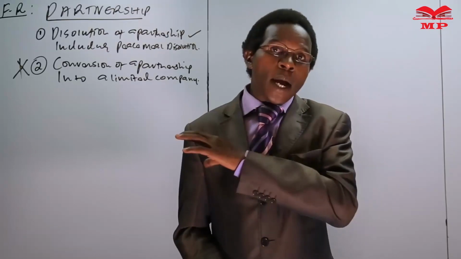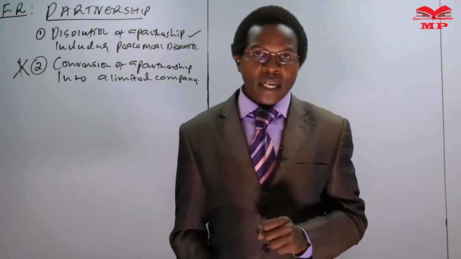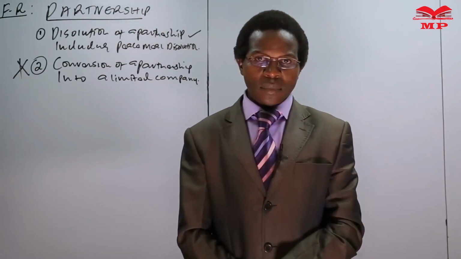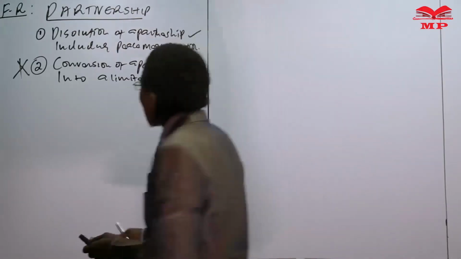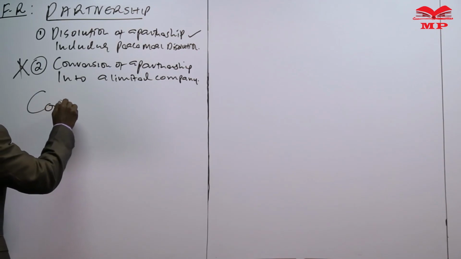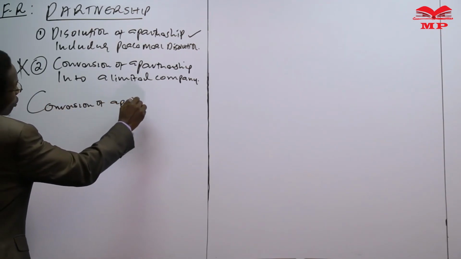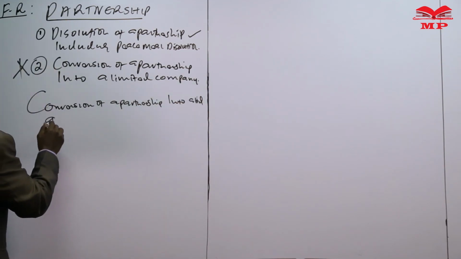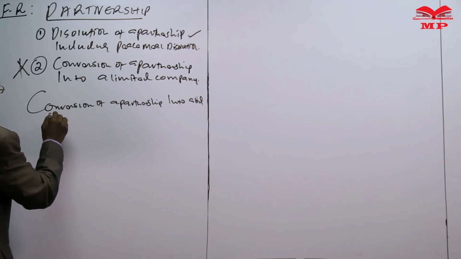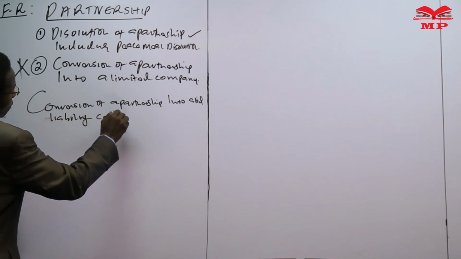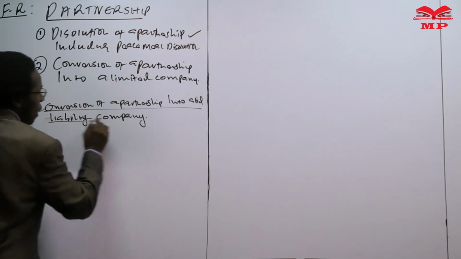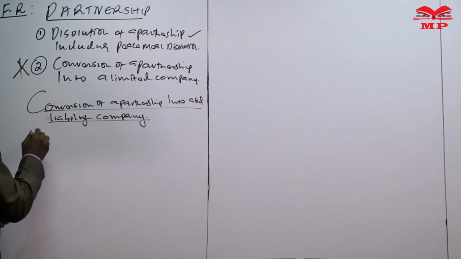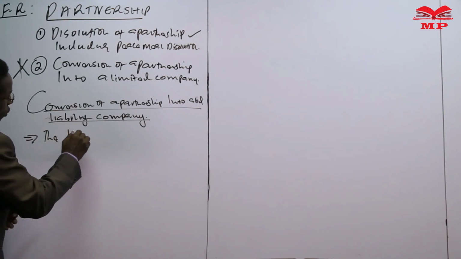Our interest in this conversion of partnership is the accounting entries. Basically, the accounting entries will involve closing the books of the partnership and opening the books of the company. That's what we'll be required to do. So when we are converting, we want to look at conversion of a partnership into a limited liability company. So what will happen? First, we'll close the books of the partnership.